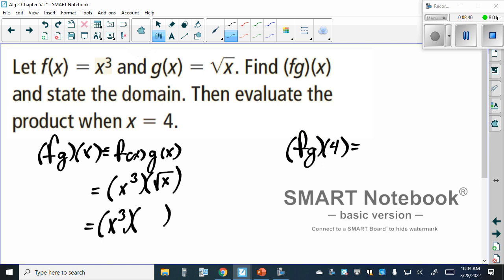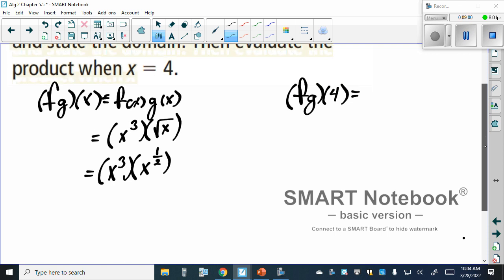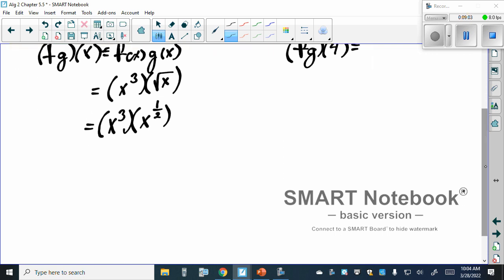Now, for us to be able to multiply these, since we want one main term, and again, the homework's going to be the same way, we need to convert the square root of x into a fractional exponent, which would be x to the 1/2. Now we can go on and add the exponents.